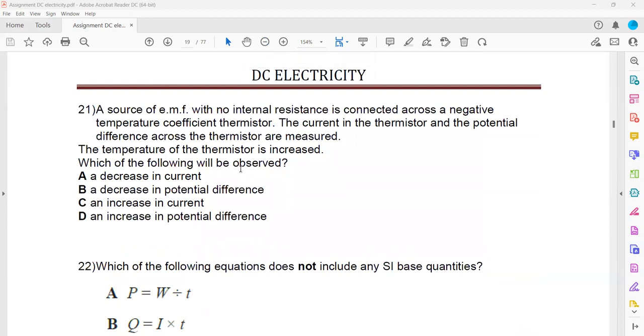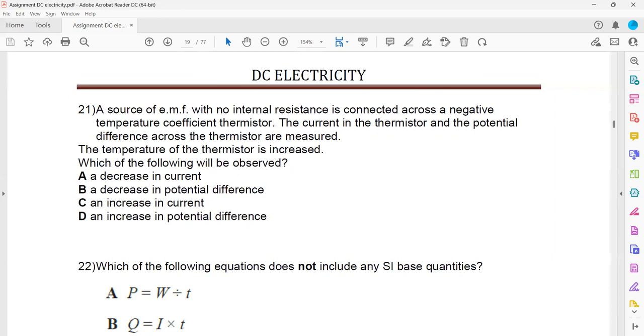In question 21, a source of EMF with no internal resistance is connected in series across a negative temperature coefficient thermistor. Means if we increase the temperature, the resistance of the thermistor will decrease. The current in the thermistor and the potential across the thermistor are measured. The temperature of the thermistor increases. Which of the following will be observed?